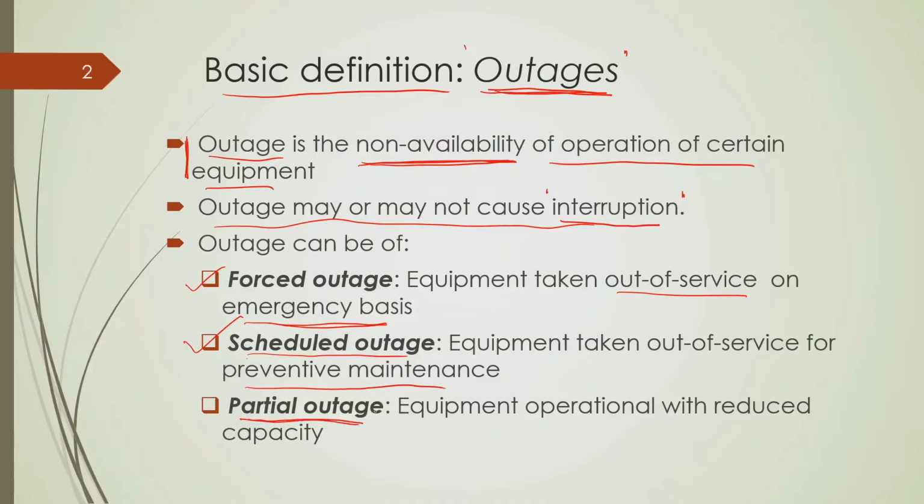Then another possible outage is partial outage, when an equipment is operational with reduced capacity. This also occurs in a typical power plant, and even in a distribution substation. If the operator understands that a particular equipment is not performing well, the operator takes an alternative equipment which performs similar work to assist that equipment, and both equipments usually work with reduced capacity.